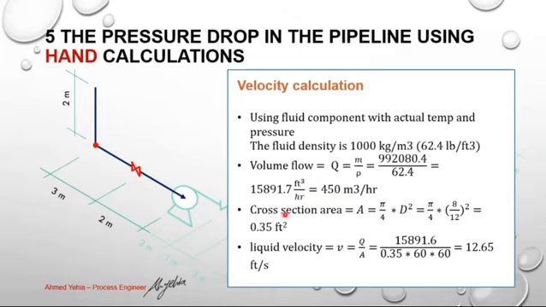Now we can calculate the cross-section area. Area is pi divided by 4, multiplied by diameter squared. As you know this equation, the result here is 0.35 foot squared. Now we can calculate the velocity by dividing the volumetric flow by the cross-section area. We have here the velocity is 12.65 foot per second.